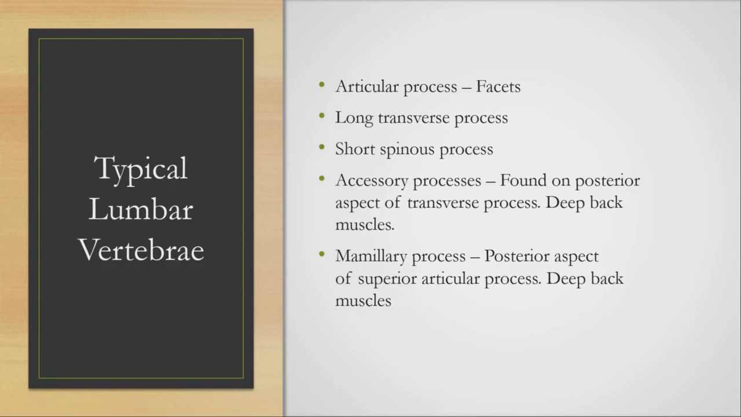A typical lumbar vertebrae has an articular process, and those will form the facet joints. It also has a long transverse process and a short spinous process. It has accessory processes, which are found on the posterior aspect of the transverse processes, and these will be a site of attachment for the deep back muscles. And the mammillary process is located on the posterior aspect of the superior articular process, and that will also be a site of attachment for the deep back muscles.